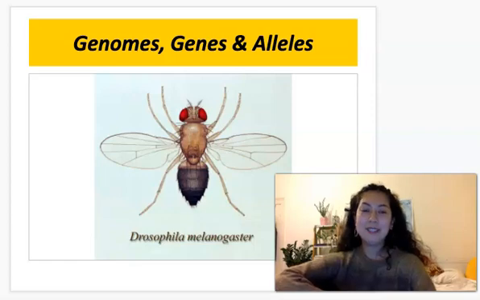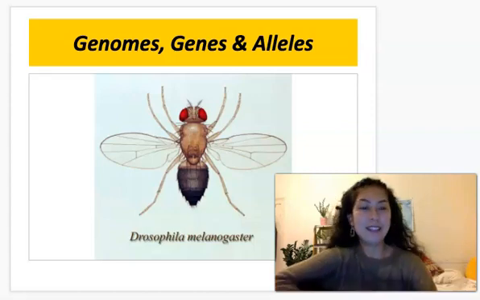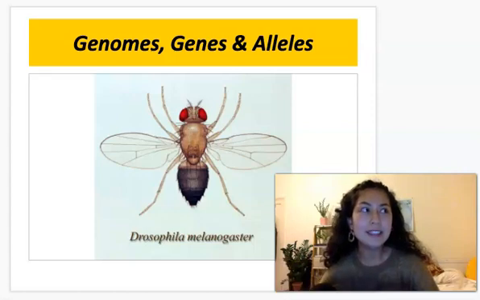All right, everyone, settle in. We are doing chapter 13, genomes, genes, and alleles. Last chapter, we looked at how genetic material is replicated, and if it's replicated, how are we all different? Well, that's what we're going to look at now.